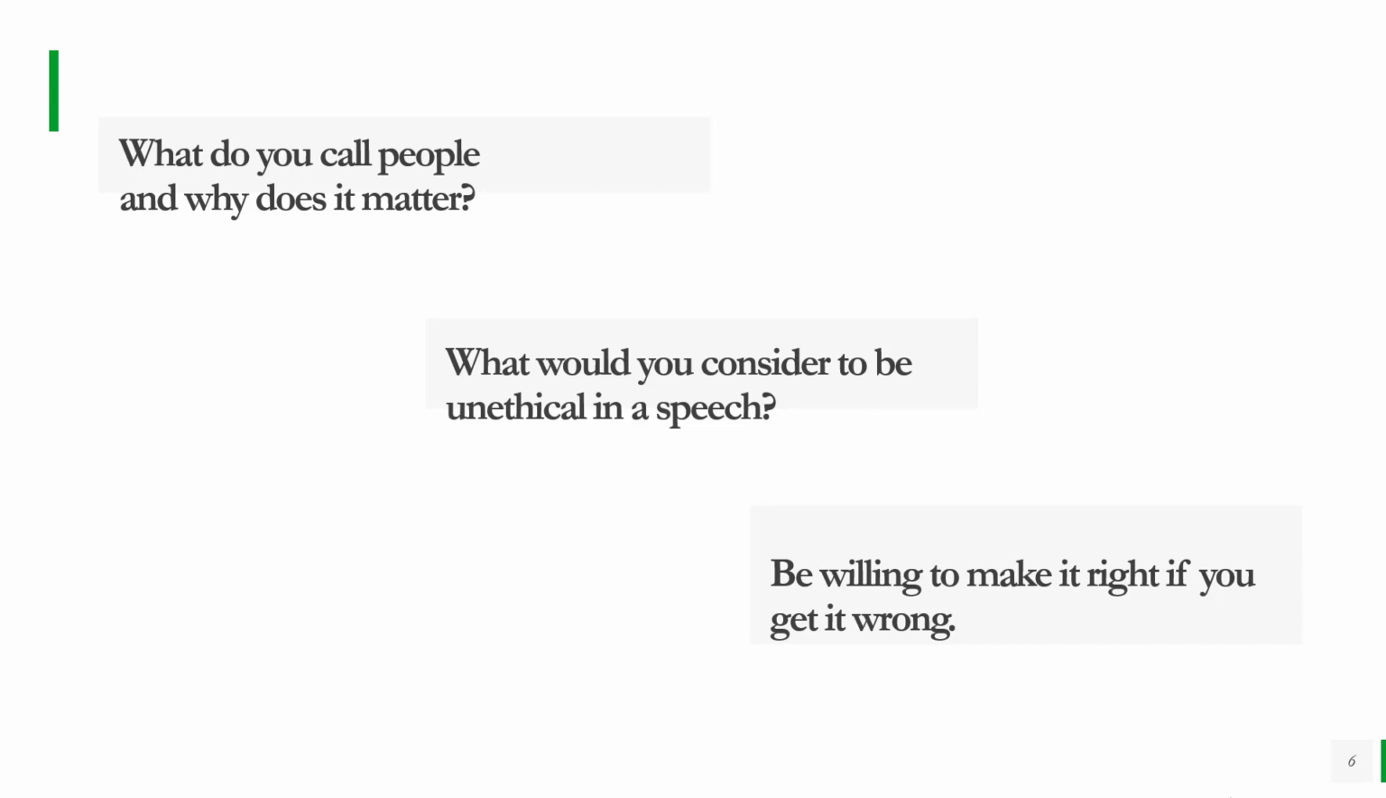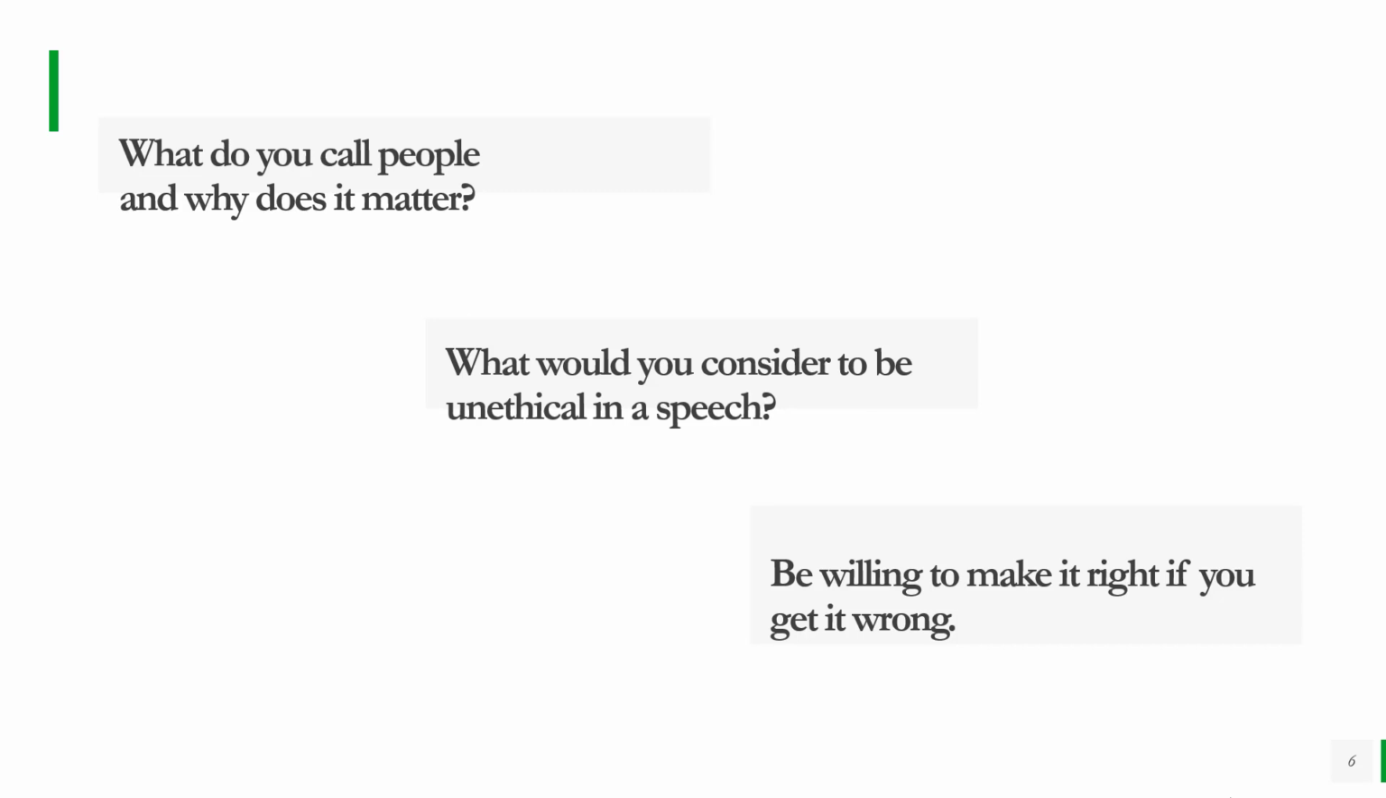I also have a day where we discuss simply the prompt, what do you consider to be unethical in a speech? I don't tell them. They tell me what's unethical in a speech. And I find that so much more powerful than me pouring my knowledge into them, discussing it and coming to the conclusions that I had for them anyway, but they own that information.